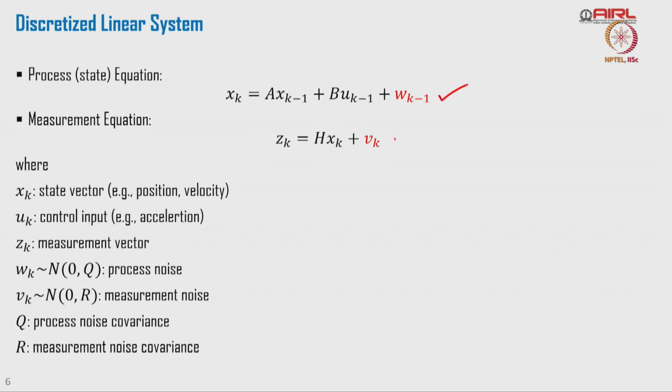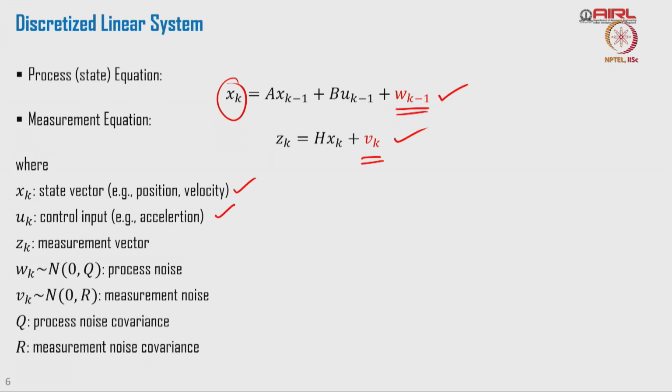So, this is the discretized linear system as we have seen. This is the measurement equation. These parameters are noise parameters. So, x_k is the state vector. As an example, it can be position or velocity of the drone. u_k is the control input, which is the acceleration, and z_k is the measurement vector, which is actually the sensor data, what we are getting from the sensor.